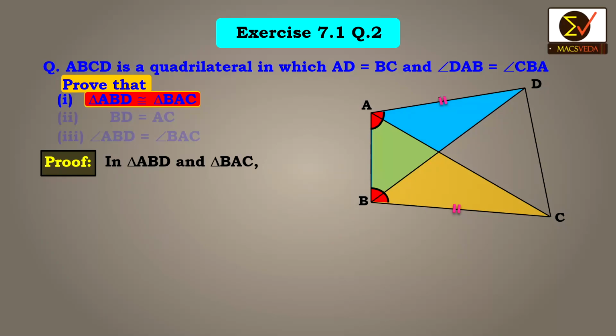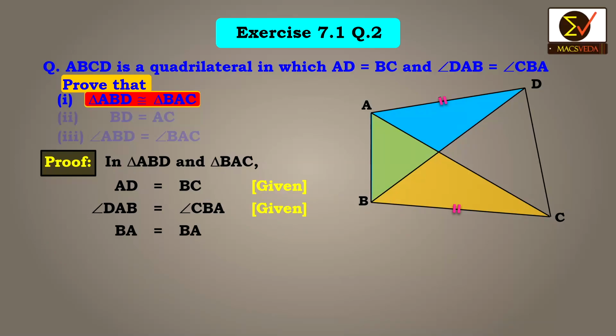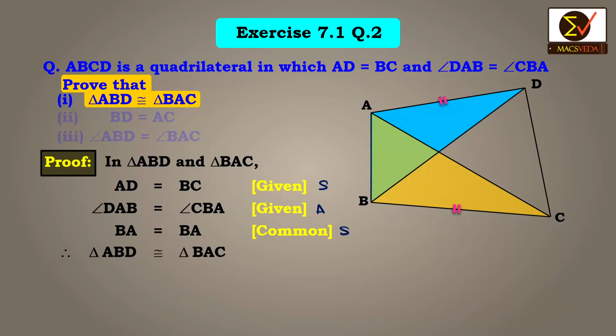So in triangle ABD and triangle BAC, AD is equal to BC. Fine. That is given. And we also have angles equal, that is angle DAB equal to angle CBA, which is also given. Now this BA is a common side. BA is a common side for both the triangles. So here, by the side, angle, side criterion, triangle ABD is congruent to triangle BAC.